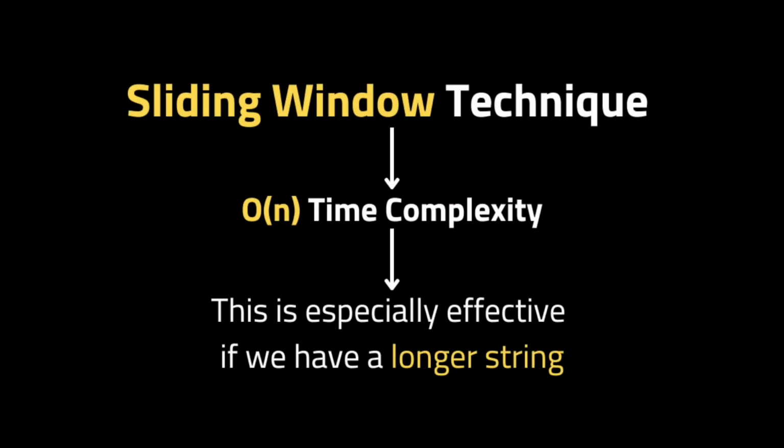Therefore, we will use the sliding window technique rather than using nested loops, which will result in a quadratic time complexity. This algorithm reduces the use of nested loops and replaces them with a single loop, which results in a linear time complexity. So this is especially effective if we have a longer string.